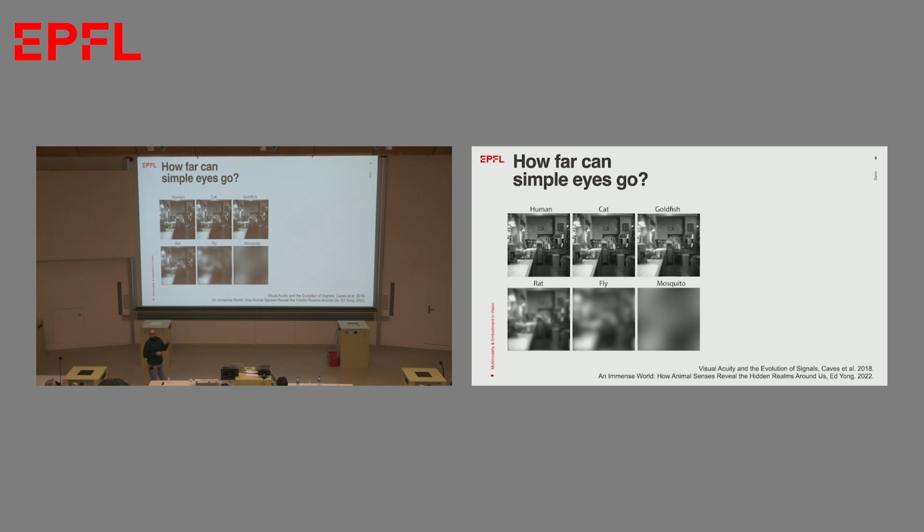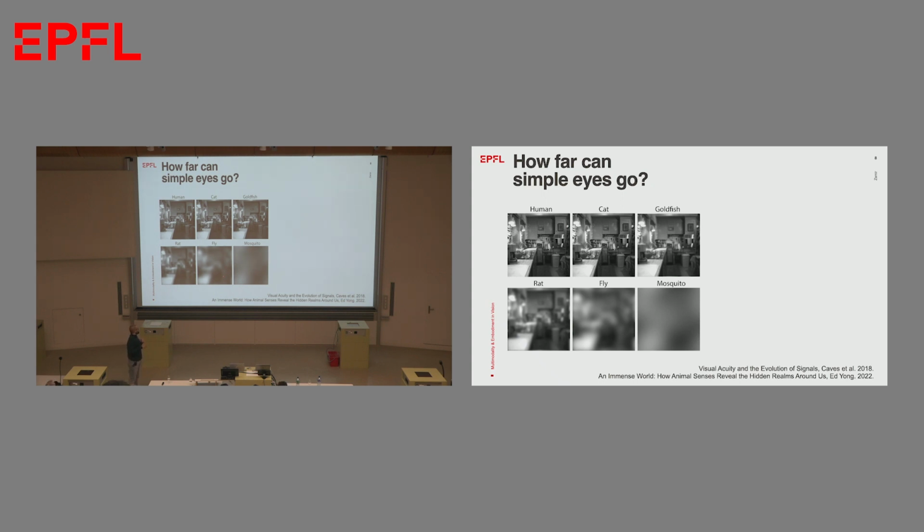Falcons, in terms of resolution, are better than us. In terms of low light sensitivity, of course, there are many animals better than us. But we generally have one of the best eyes, especially in terms of resolution. So your house cat has inferior resolution to your eyes, and inferior color vision too. And as you go down to mosquitoes and flies, you can see that they see very little in terms of resolution. These are all like blobs.